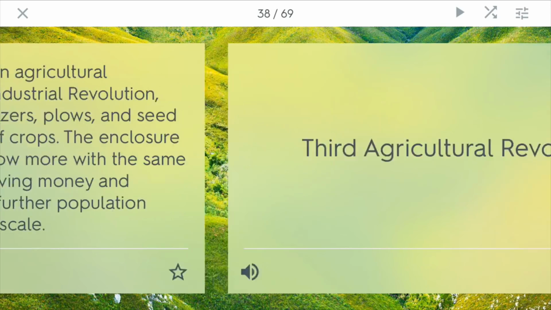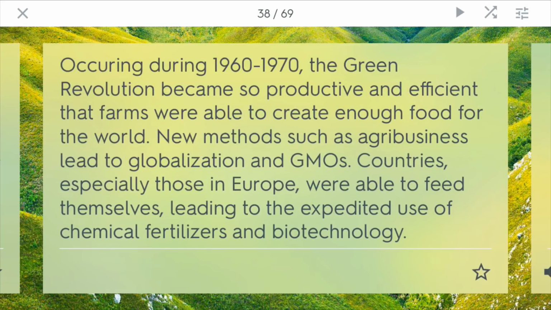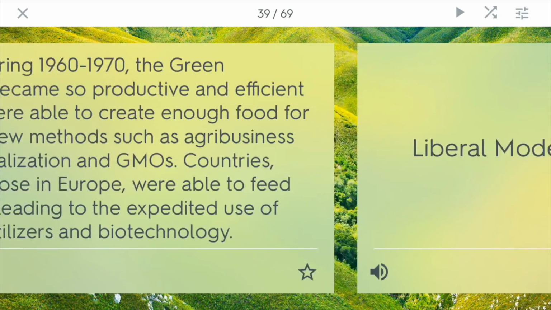This helped to save money and gain revenue, and it also caused further population growth on both a global and local scale. The third agricultural revolution occurred during the 60s and 70s, and it was the Green Revolution, as it was called. It was very productive and efficient, and farms were able to create enough food for the world. New methods such as agribusiness, commercial farms, led to globalization and GMOs, genetically modified organisms. Countries like those in Europe were able to feed themselves, and it also led to the more prevalent use of chemical fertilizers and biotechnology still seen today.